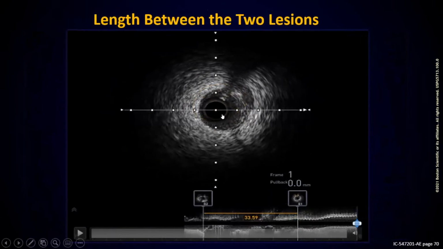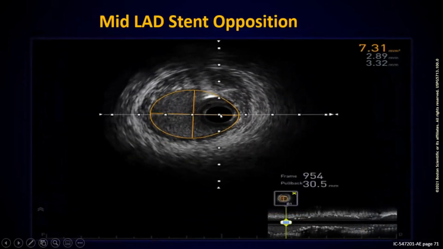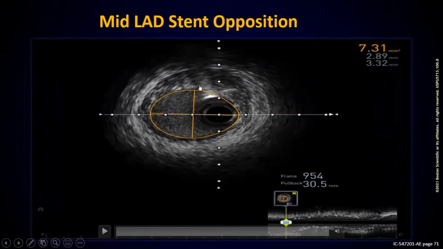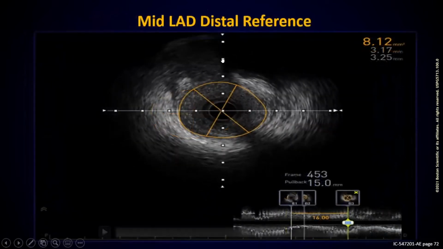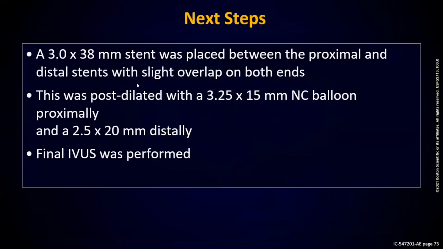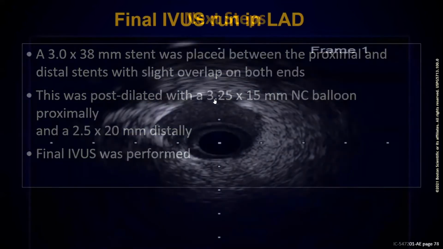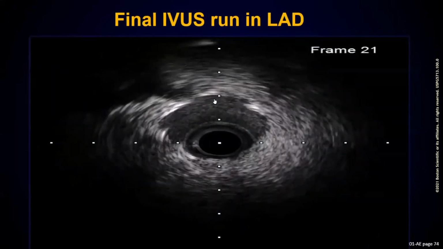We often measure the length as well, which is quite helpful to guide the length of the stent. Mid LAD stent apposition was fine with a cross-sectional area of 7.31, and the distal reference in the artery was 8.12. Then a 38 millimeter stent was placed between the proximal and distal stents with overlap. And then the final IVUS in the LAD.